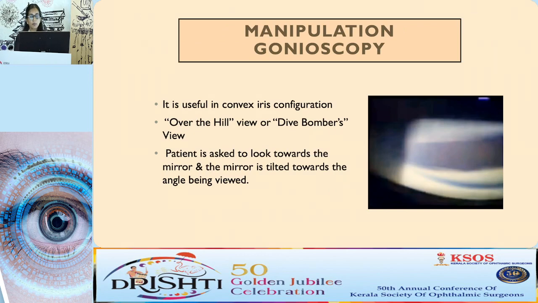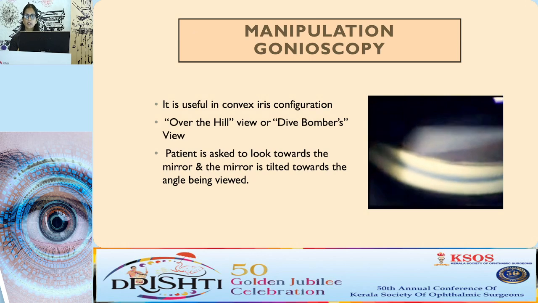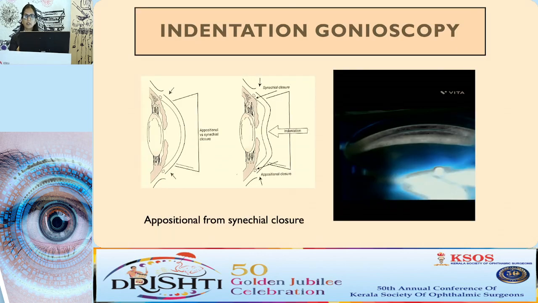What about manipulative gonioscopy? It is done with the Goldmann lens and is useful in convex iris configuration, and an over-the-hill view is obtained in a narrow angle. The patient is asked to look towards the mirror and the mirror is tilted towards the angle being viewed. Coming to indentation, we usually do it with the Zeiss or Sussman lens, which has the same radius of curvature as that of the cornea. The apex is indented and we can differentiate an appositional closure from a synechial closure.